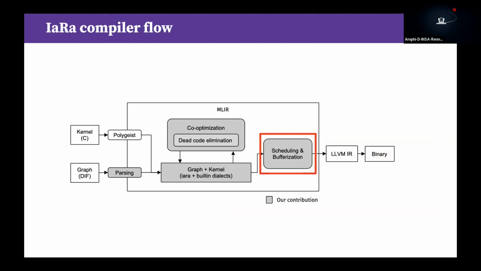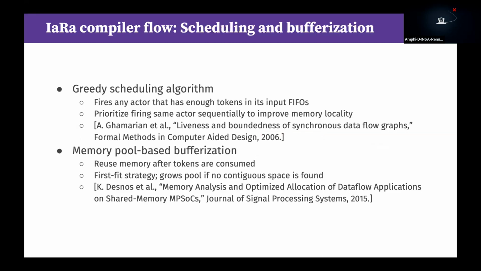And then we're going to do scheduling and bufferization. Those are classic optimizations that we had to implement from the Dataflow community, and we didn't invent anything new here. We have a greedy scheduling algorithm, which fires any actor that has enough tokens in its input FIFOs. And we just have a priority on firing the same actor sequentially to improve memory locality. And this is known work from Grammarian NL, 15 years old.